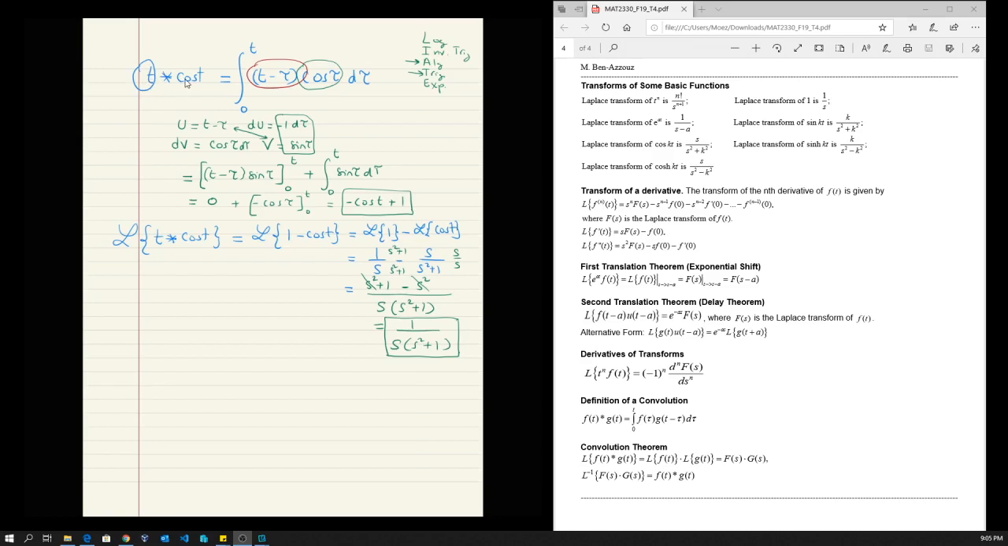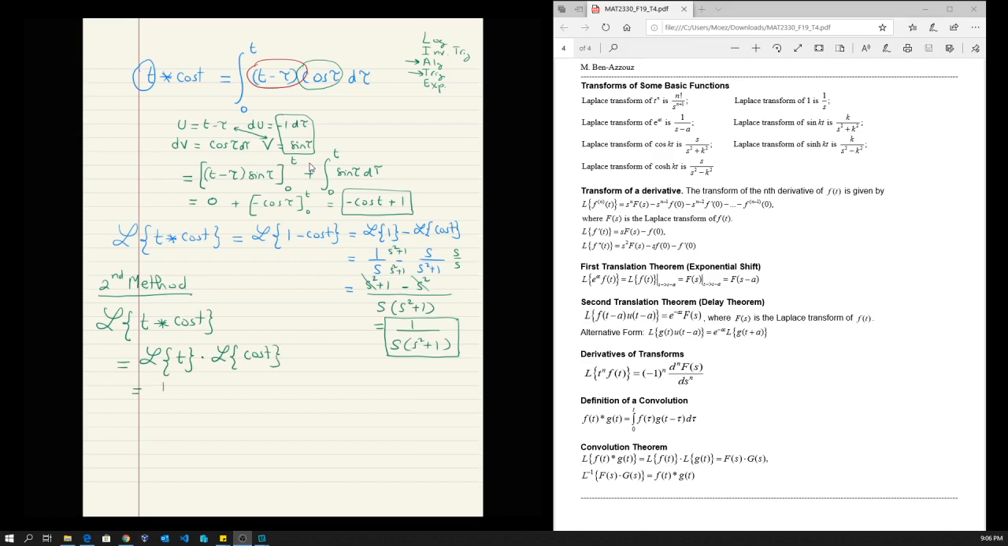But if I wanted to do the Laplace from the start, I can use the convolution theorem, and I wouldn't have to go through computing the convolution integral first. So, second method, using the convolution theorem. Convolution theorem says, you know what? Don't worry about computing the convolution. Just take the Laplace of t and multiply the answer by the Laplace of cosine t.